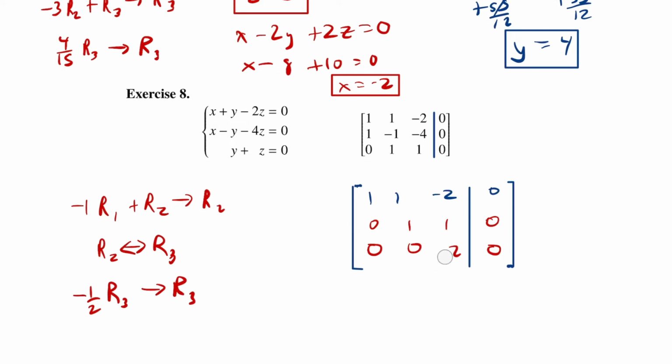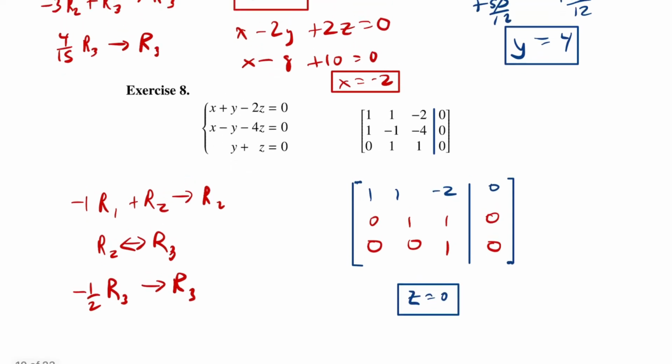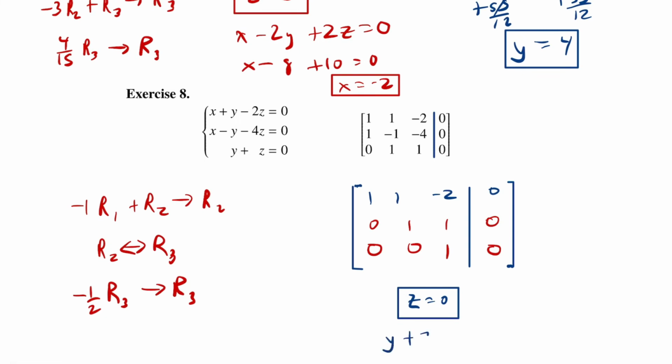Okay, so now we can write out our equations. z equals 0 is our first equation. The second equation will be x plus z equals 0. And since z is equal to 0, that means that y equals 0. And lastly, x plus y minus 2z equals 0. y and z are both 0, so that means x equals 0. So we have our solution. Our solution is 0, 0, 0.